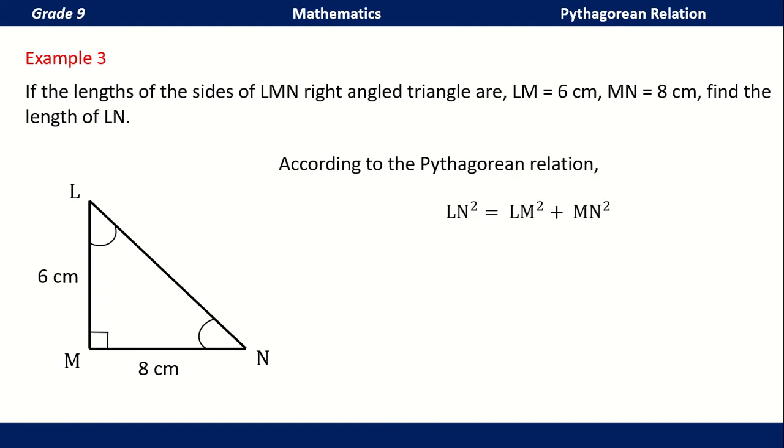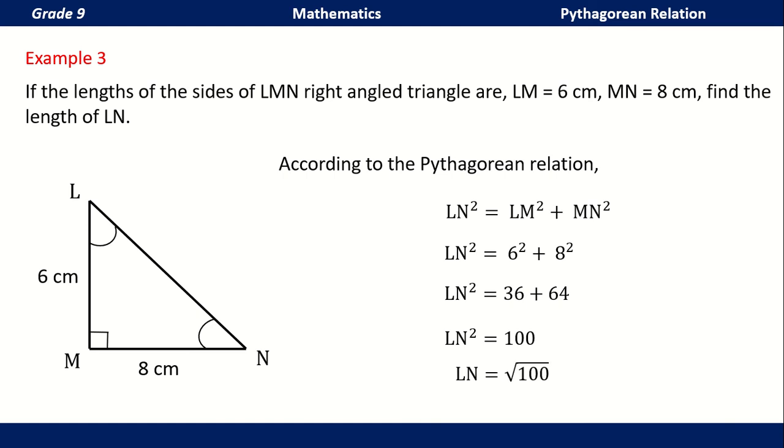Ln squared equals Lm squared plus Mn squared. Since Ln is 6 and Mn equals 8, you can write Ln squared equals 6 squared plus 8 squared. By finding the squares, Ln squared is equal to 36 plus 64. So to find the value of Ln, you have to find the square root of both sides. Ln is equal to the square root of 100, so you get Ln equals 10.